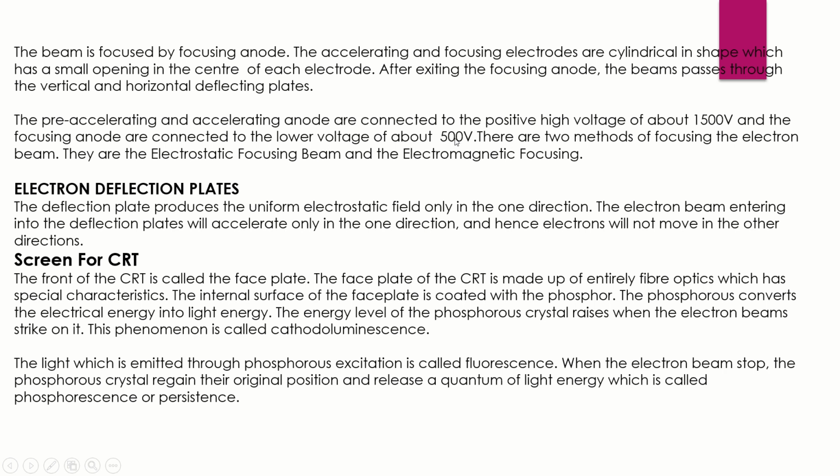There are two methods of focusing the electron beam: electrostatic focusing and electromagnetic focusing.